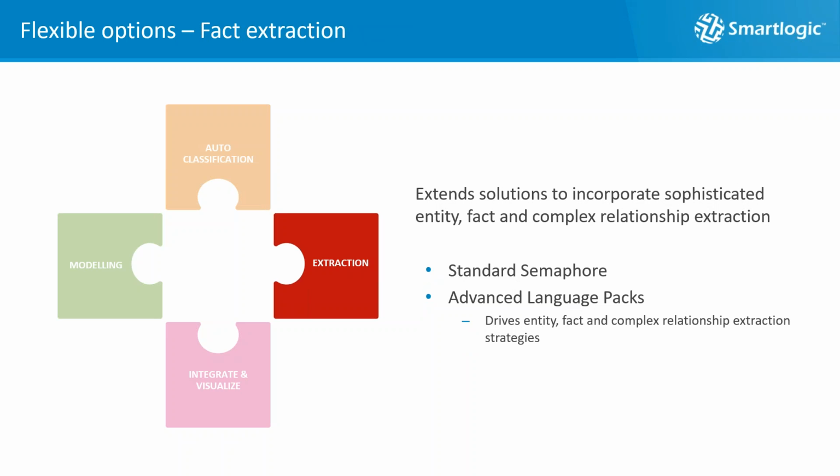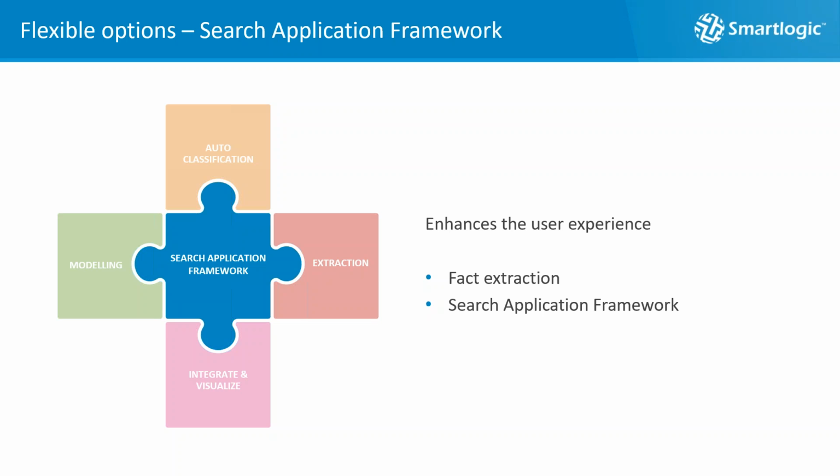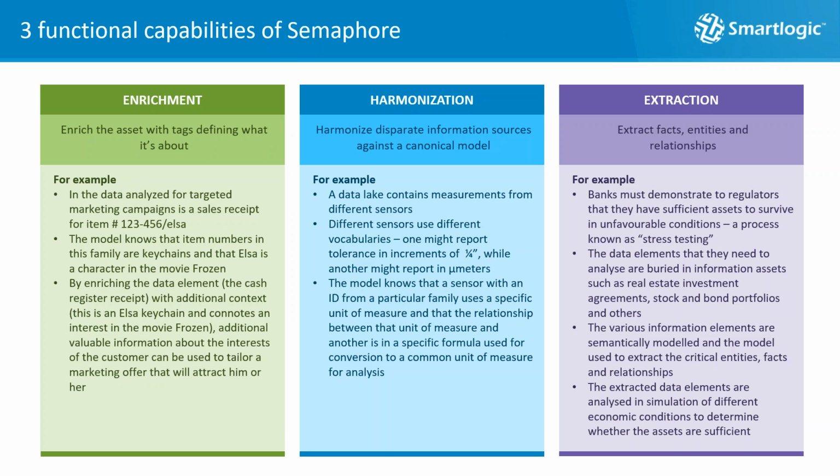And fact extraction. When we get to this option, it allows us to extend solutions to incorporate things like entity fact and complex relationship extraction. This is an add-on to the standard Semaphore, which was the option you just saw, and it adds our advanced language packs. And finally, our search application framework. This allows you to take what you've created and then enhance the user experience.